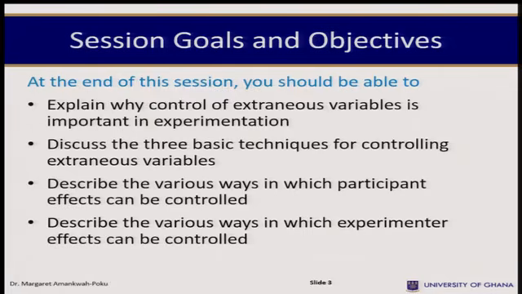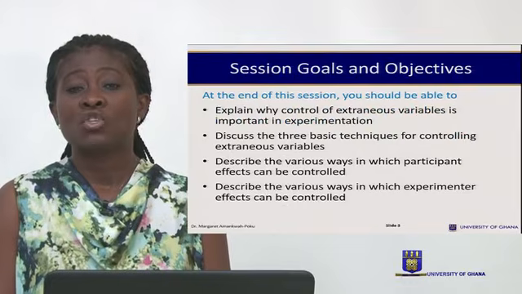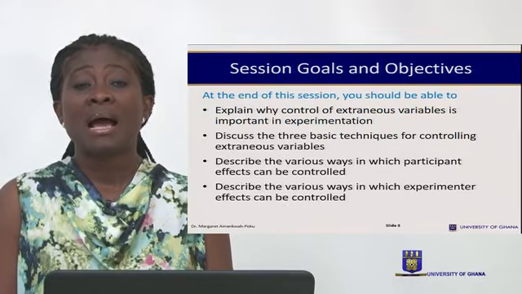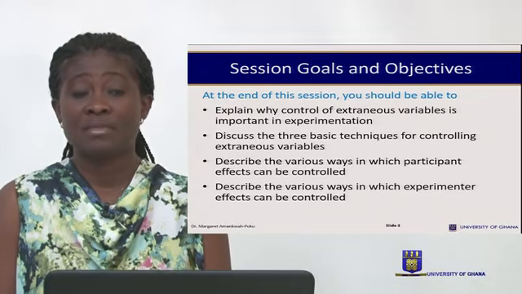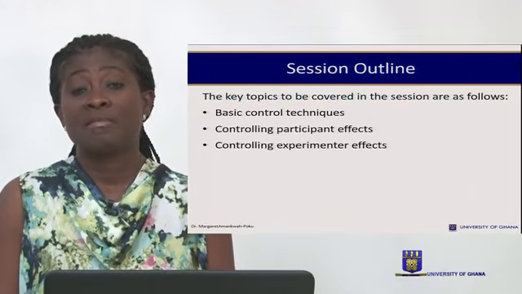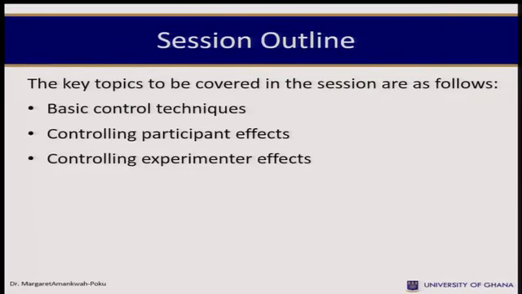By the end of this section, you should be able to explain why it's necessary to control extraneous variables in experimentation. You should be able to discuss the 3 basic techniques for controlling extraneous variables. Again, you should be able to describe the various ways in which participant effect and experimental effect can be controlled. And in all of this, you should be able to say how, if you control these extraneous variables, internal validity can be achieved.